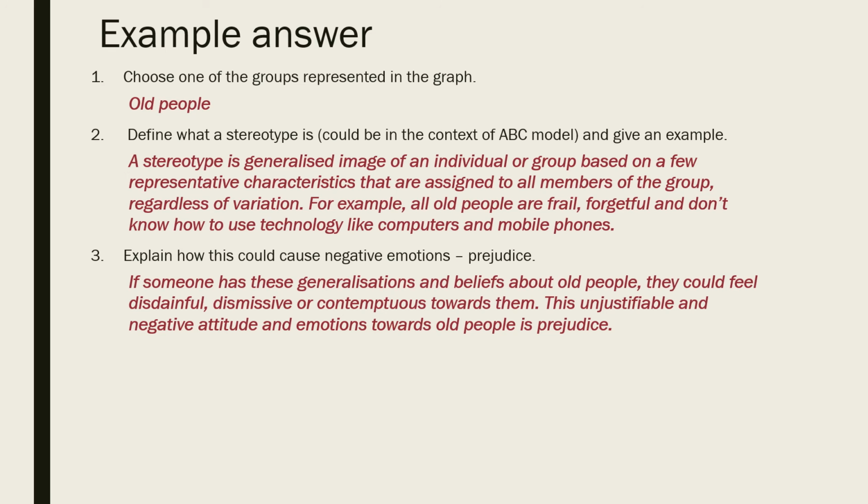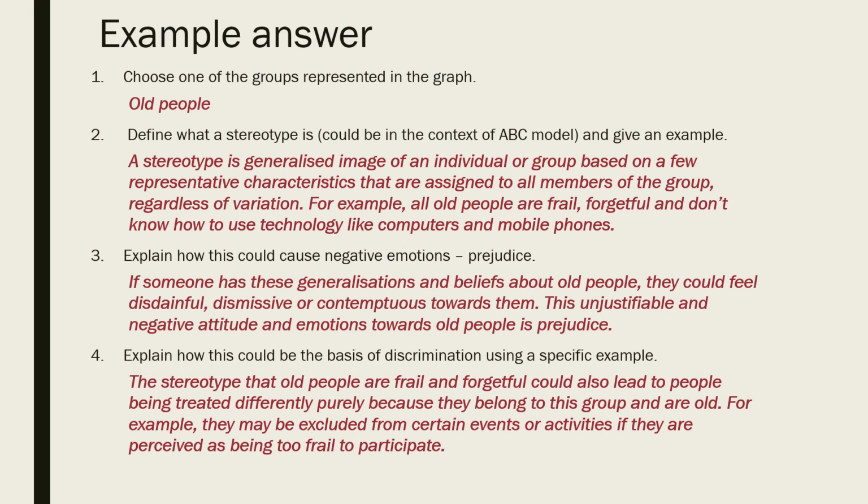Finally, we need to explain how the stereotype about old people and prejudice towards them could be the basis of discrimination. The stereotype that old people are frail and forgetful could also lead to people being treated differently purely because they belong to this group and are old. For example, they may be excluded from certain events or activities if they are perceived as being too frail to participate. This is just one of the many possible ways this question could be answered. If you wanted to, you could describe each component more in the context of the ABC model too.